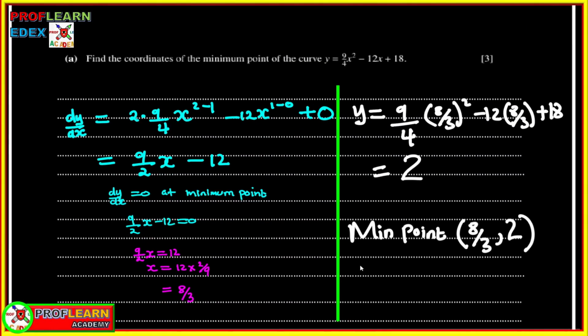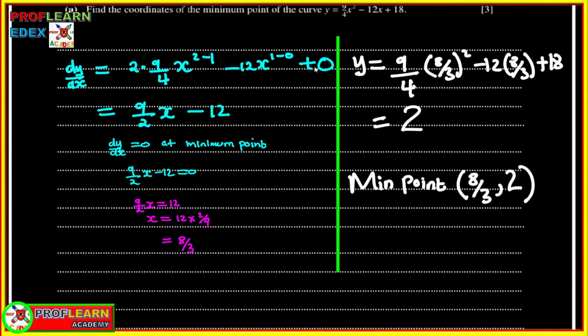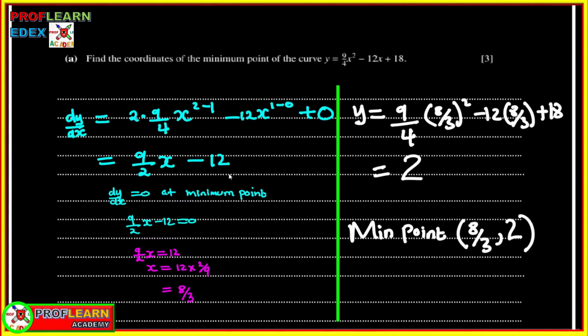And finally, number 20, we're supposed to find the coordinates of the minimum point of the curve. Y is this. We are going to differentiate and equate that gradient function to 0. dy/dx at the minimum point is equal to 0, right? So if you differentiate this, we're going to get 9 over 2x minus 12, and simplifying and equating to 0, we're going to get the value of x as 8 over 3.